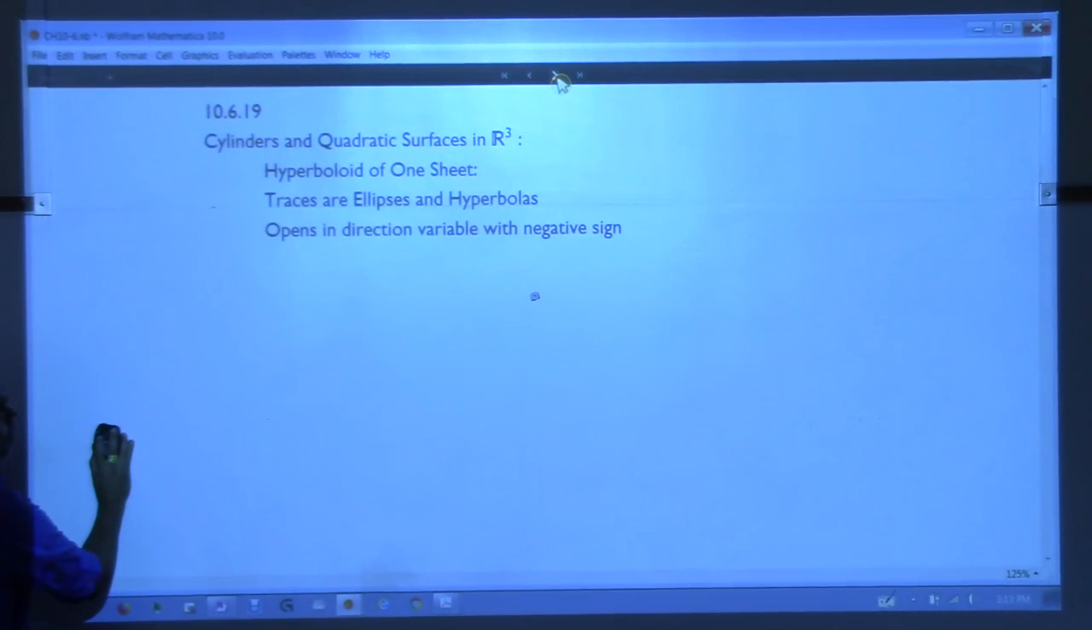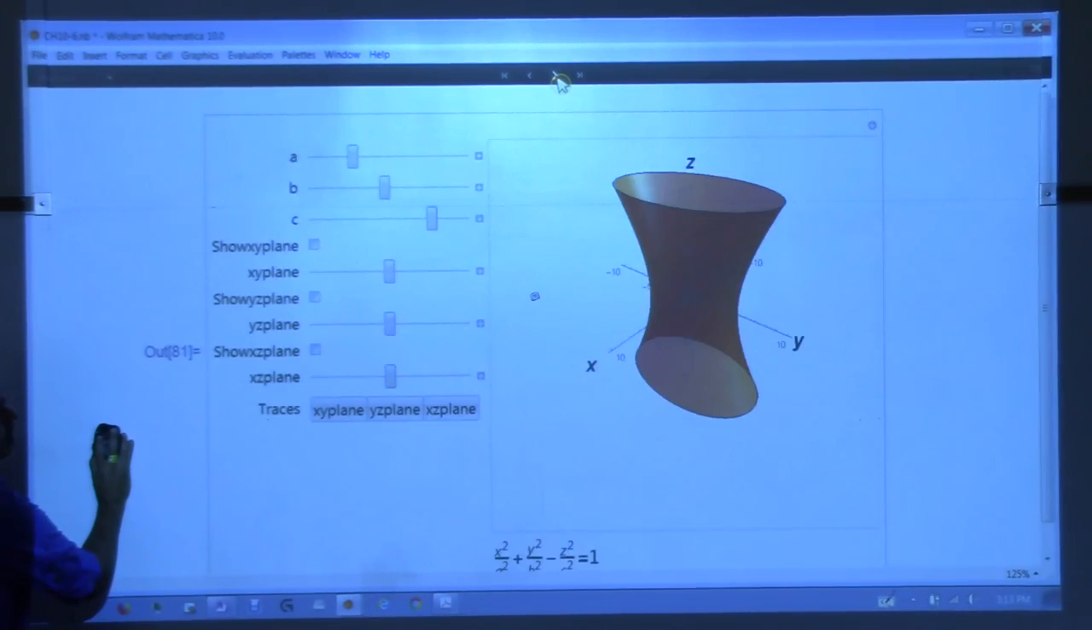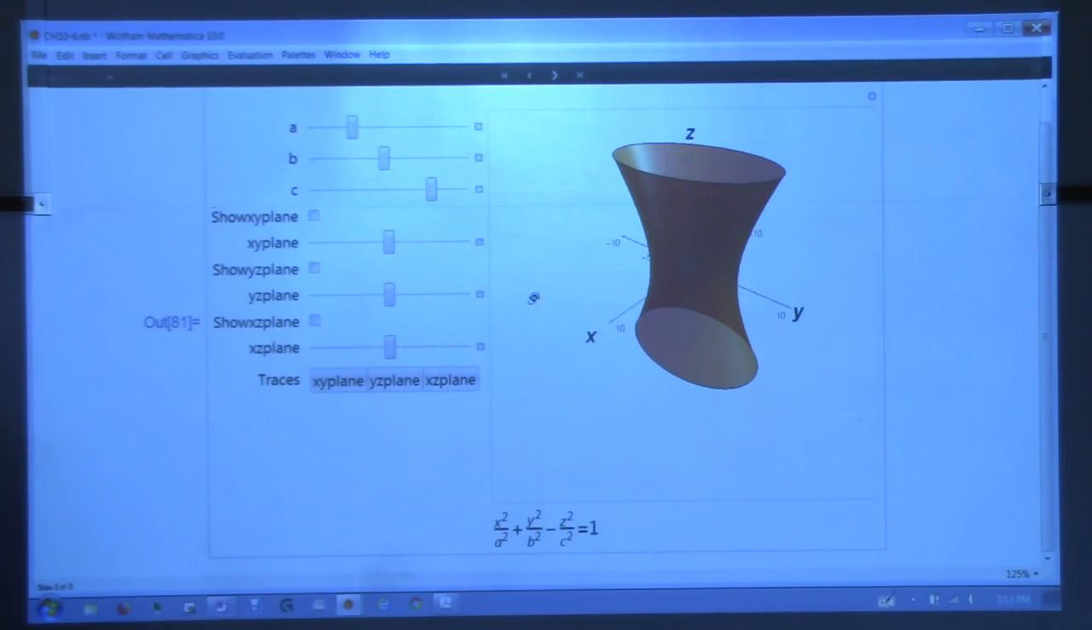Two more. Hyperboloid of one sheet. What does that look like to you? Does that look like something you've seen before?